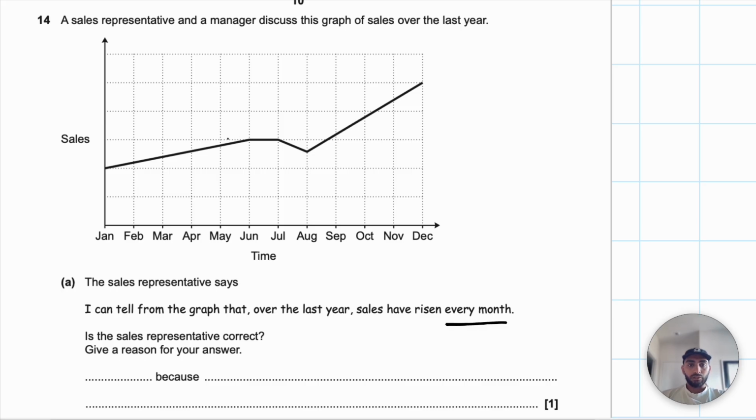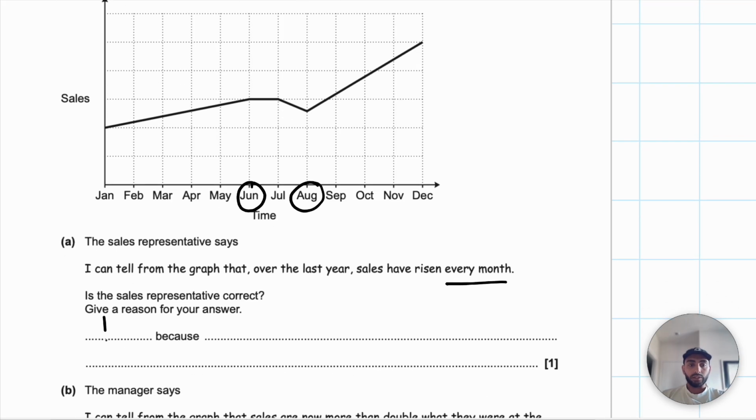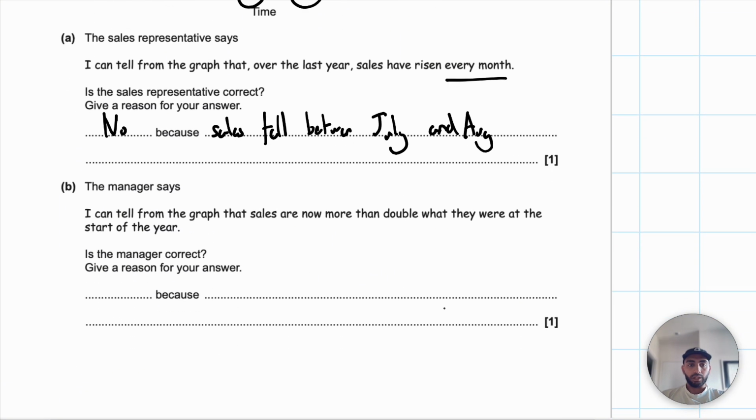So you can see it is increasing every month until it gets to June till August, and then it actually goes down between July and August. So the answer would be no, because sales fell between July and August.